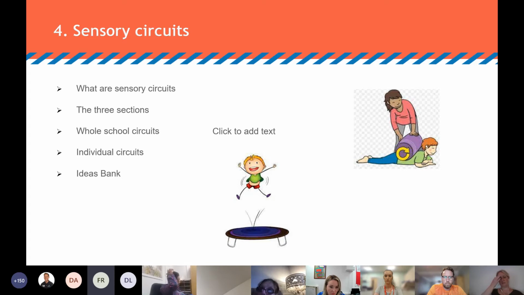There is a range of activities that can be done. There's the big importance of independence and us creating independence in sensory circuits, especially as they get older, whether they're doing group sensory circuits or individual circuits. And again, we will show you how to promote that within your schools. And then again, we will give you the idea banks and the resources to implement this as well.